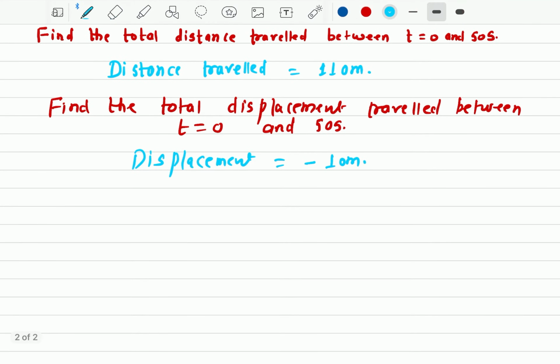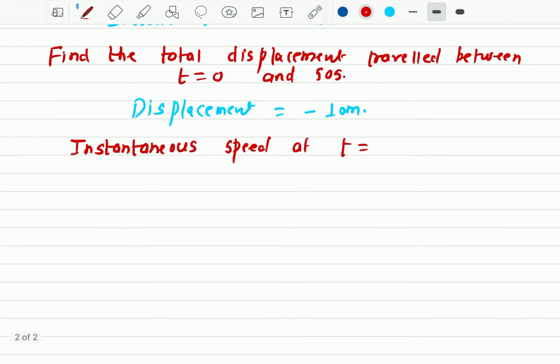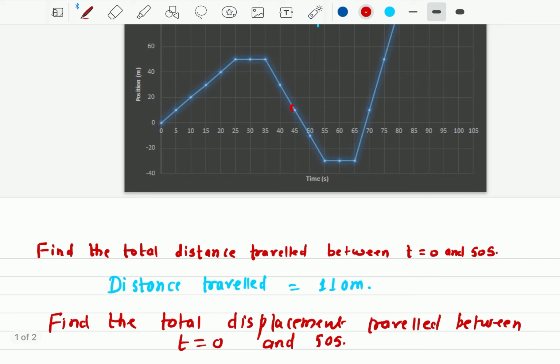So let's calculate now the instantaneous speed at t equals 45 seconds. Let's do this one. Okay, so here I'm going to again circle this one. Here we are interested in finding out what is my speed at this point. So this is a position-time graph. How would I find out my speed, how fast I was moving at that point?